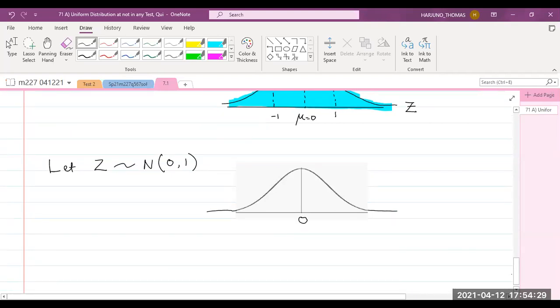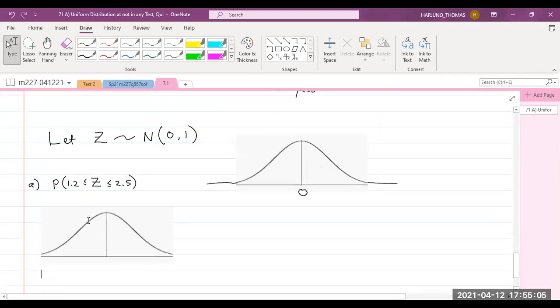Now, here's the thing. Suppose we have that standard normal distribution, and we want to find part A: the probability that the outcome Z will be between 1.2 and 2.5. In other words, my curve will be from 1.2, to the right of z equals 0, to 2.5. The probability of that event is equal to the area under this curve. Now, how do we do that?